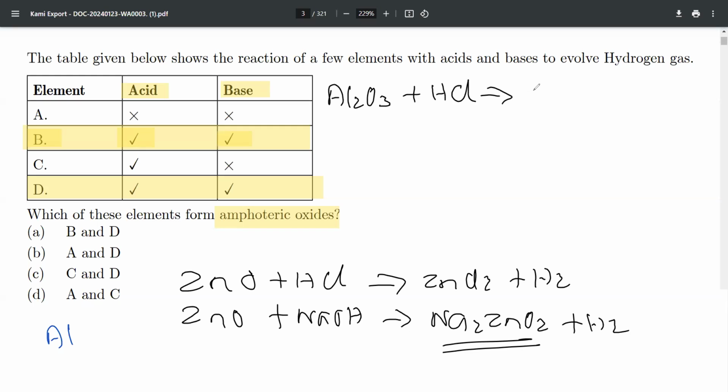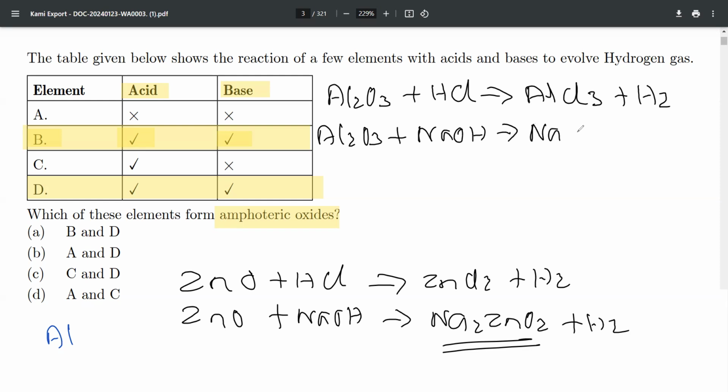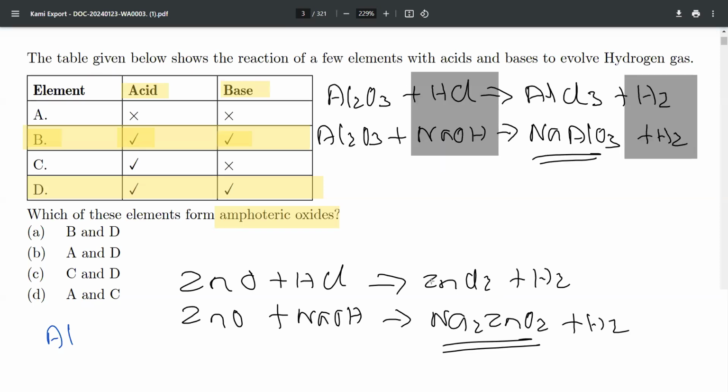It reacts with HCl to produce salt and water. Clearly, AlCl3 is aluminum chloride. Now let's check what happens when this aluminum oxide reacts with a base, sodium hydroxide. It also gives sodium aluminate, that is NaAlO2. This is sodium aluminate plus water. So what you can observe is that it gives salt and water when it reacts both with acid as well as base, right? And so is the case of zinc oxide.